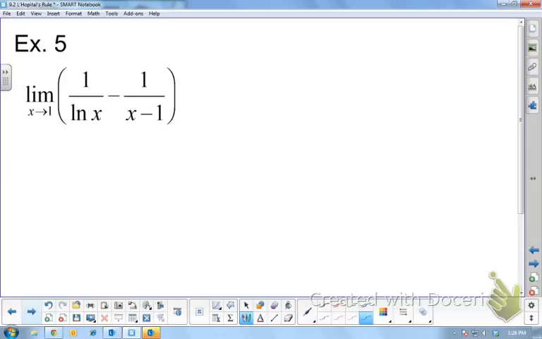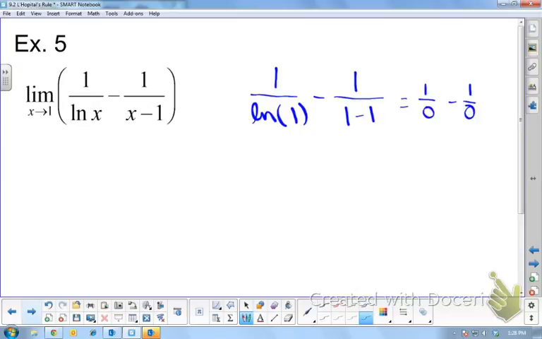Okay, so we have the limit as x approaches 1 of 1 over ln x minus 1 over x minus 1. So again, we tried plugging it in first because if it's just a normal limit, plugging it in will work. Which would give us 1 over 0 minus 1 over 0. And what do we really mean by 1 over 0? Undefined, or infinity. So we get our form infinity minus infinity.